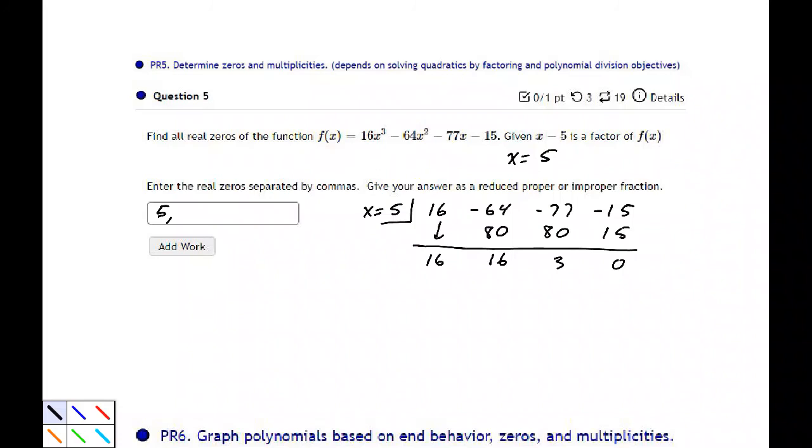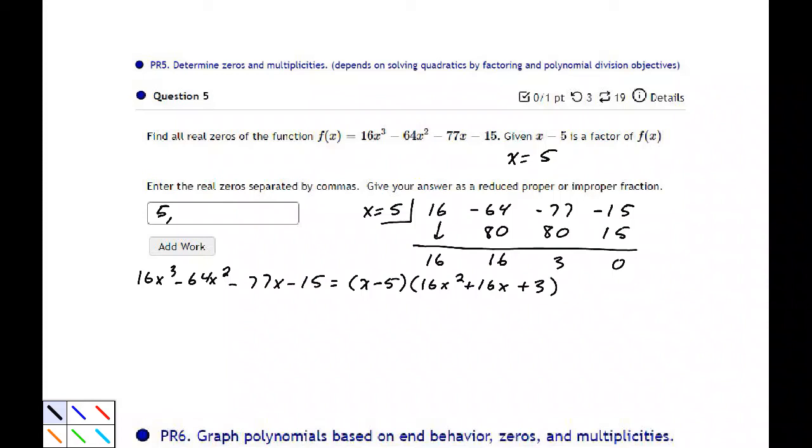So what that means is that 16x cubed minus 64x squared minus 77x minus 15 equals, parentheses, x minus 5, that was the factor we knew. And then another set of parentheses, 16x squared plus 16x plus 3, and there's a remainder of 0, so we don't have to worry about that. So finally, we want to either try to factor 16x squared plus 16x plus 3, or use the quadratic formula. So that's going to give us the other 2 solutions.